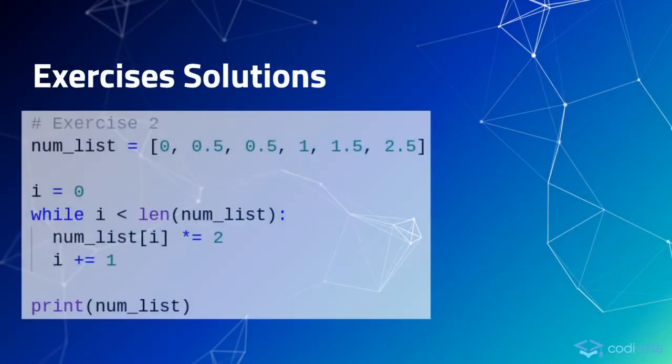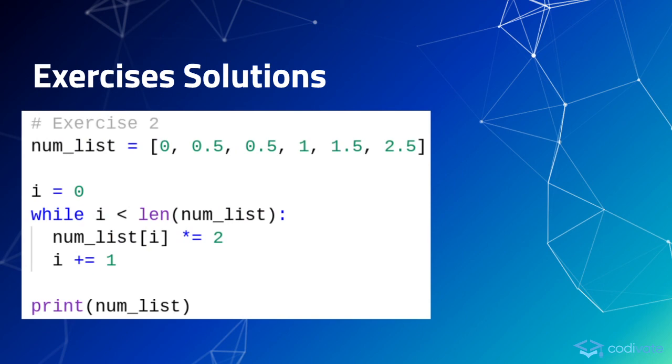Alright, so exercise 2 was to use a while loop to double each item in the list. We have our num list. Initially, we need to set our loop variable i equal to 0. I will basically be taking the value of each index. Our indexes start at 0 and go to the length of the list. But we stop just before that because at the length of the list, that index would be out of bounds.